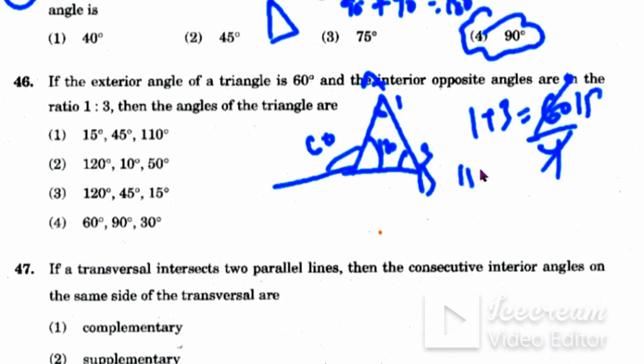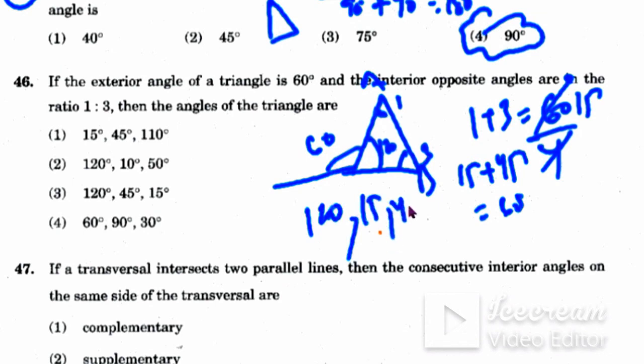So one part you will get 15 plus 3 part you will get 45. So for 55 plus 15 it will be 60 degree. So angle will be 120 degree, 15 degree, 45 degree. Okay, 120, 45 and 15 degree, that is third. Okay. Now question number 47.